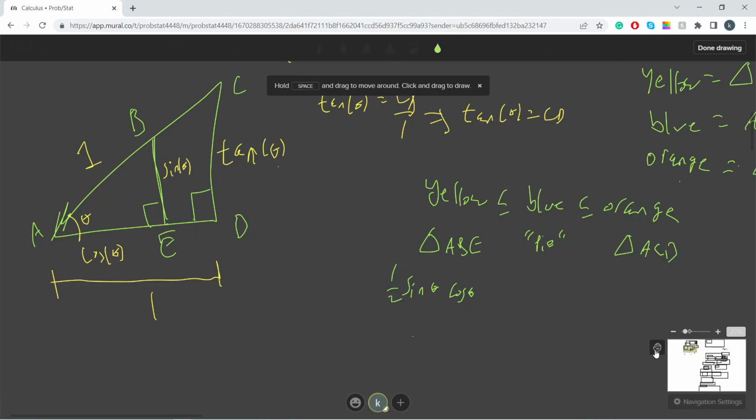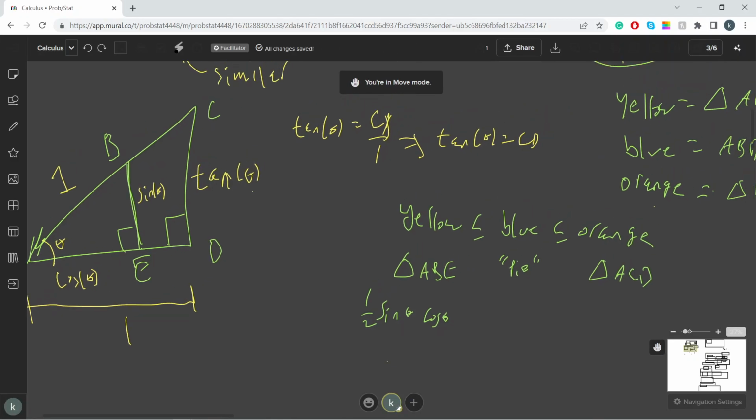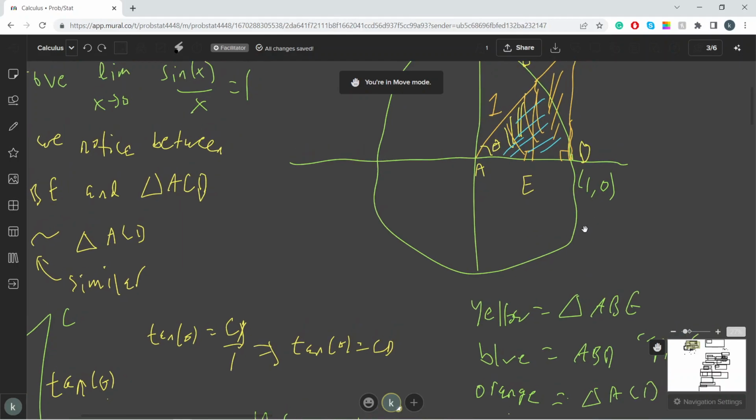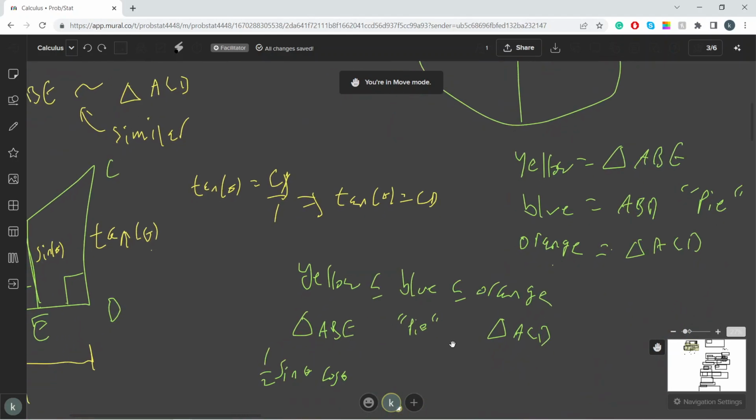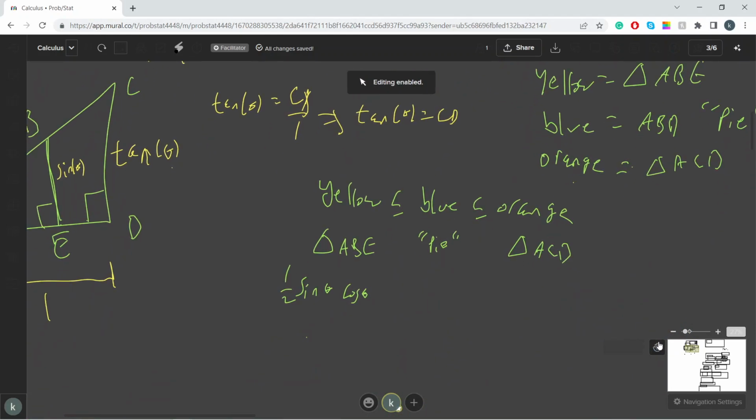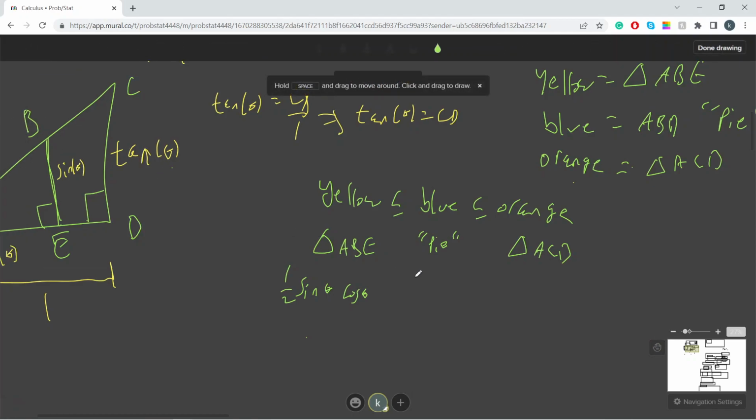And now we have to figure out the area of the blue region. Well, the blue region is a pie shape, and this pie shape is what we call a sector, right? So we know that the area of the sector is going to be 1/2 theta r squared, where theta is in radians. For our purposes, we are assuming that the theta in that picture is in radians, so this is going to be 1/2 theta times 1 squared. So this is the area of the sector.